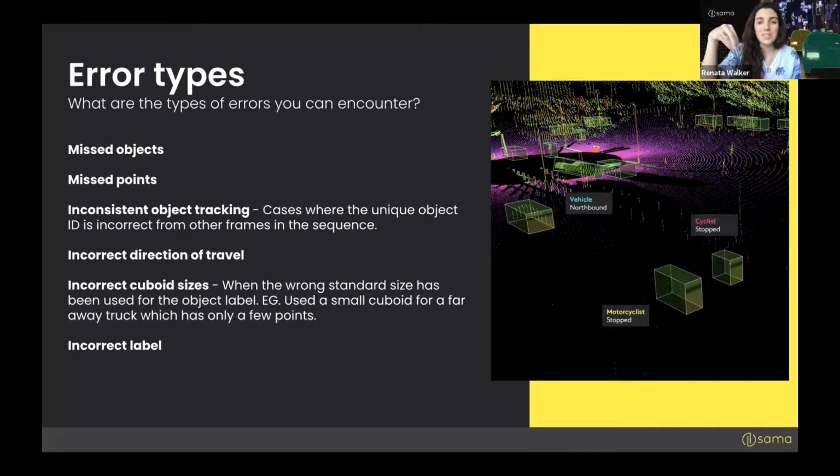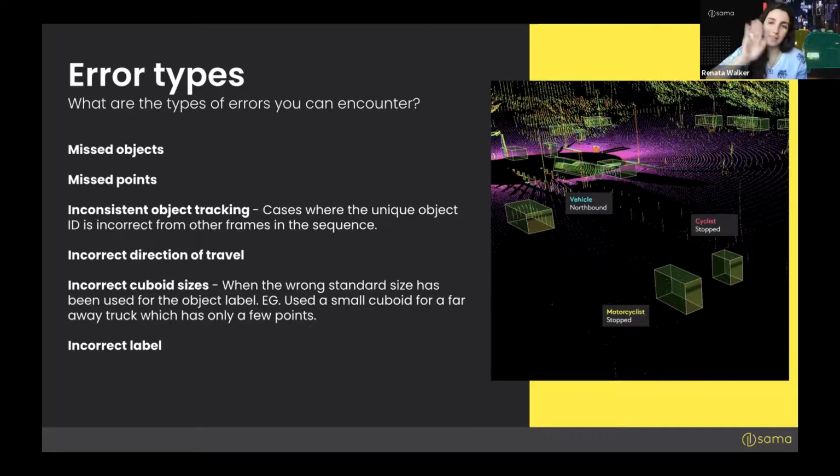Like that, you can see if there's any objects that are being missed, and you can easily identify this type of errors. But it's important for you to know if you do want to flag this as an error type or not. Another one will be missed points. This will be similar, but more relevant for 3D segmentation.